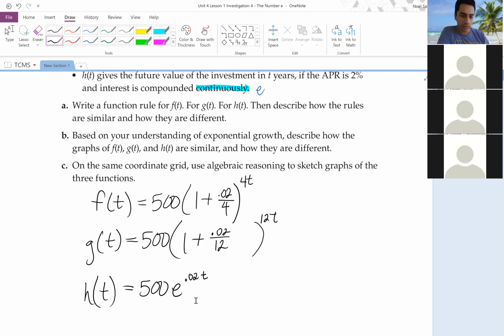And so what I want to do is just make a visual comparison between the three. It says to sketch, but I think you guys can just go ahead and follow along with me on Desmos and get an idea of how the functions are behaving.